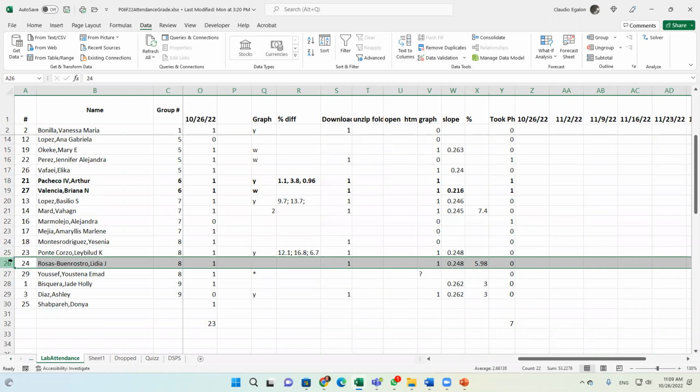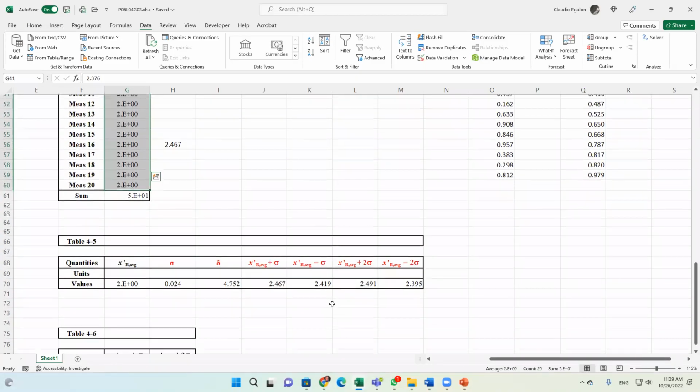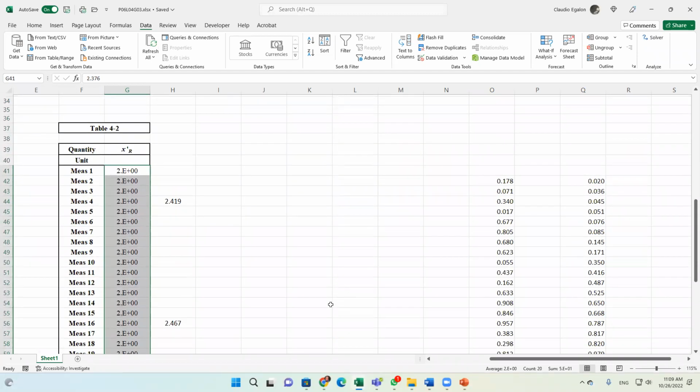I just have one question on ours for table 4-2 quantity unit. I see on yours for group 3, it says measure 1 through 20. Ours has the scientific numbers in the unit section. Do you want us to just rename that to measure 1 through 20? You don't have to, but if you want to do that, it's okay. You mean this column? Yeah. Were you able to sort everything? Yes. Okay, good.